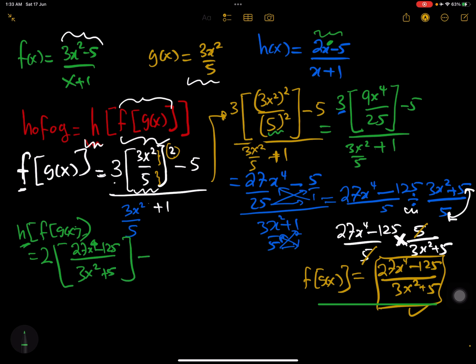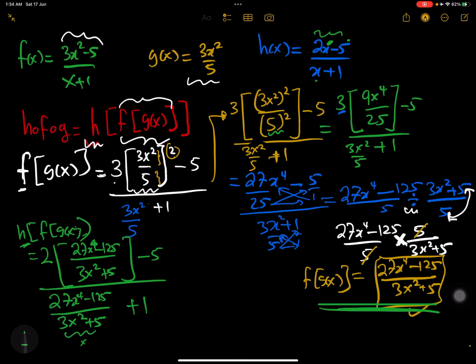And then we have minus 5, right? In the h of x minus 5, all divided by another x. What is our x? The whole of this, which is 27x to the power 4 minus 125 divided by 3x squared plus 5. Then we're going to add a plus 1. This was like our x plus 1 right there.